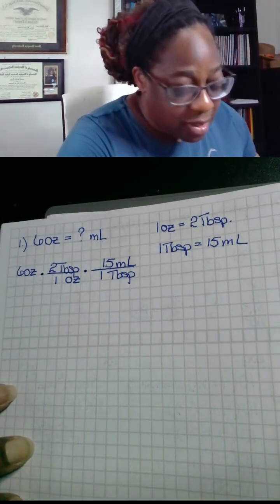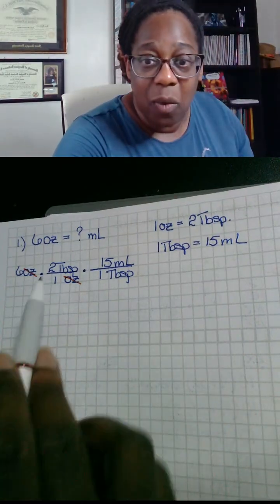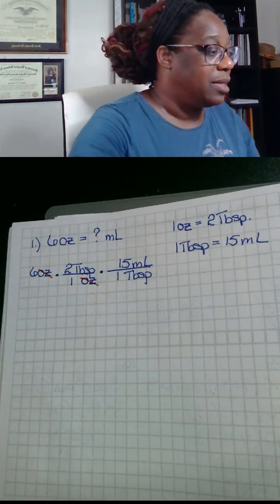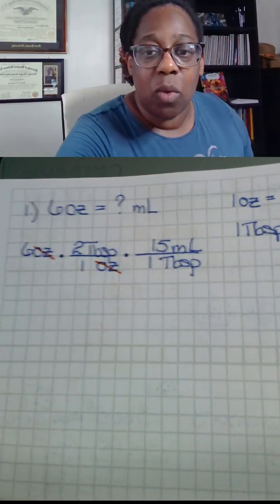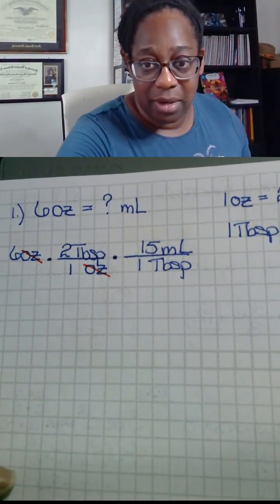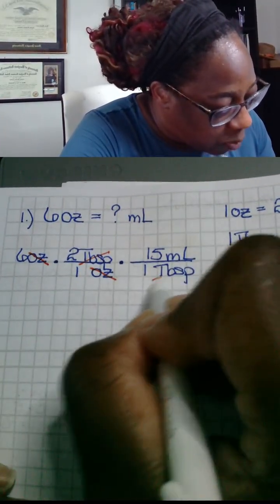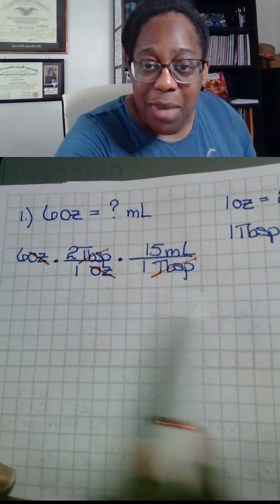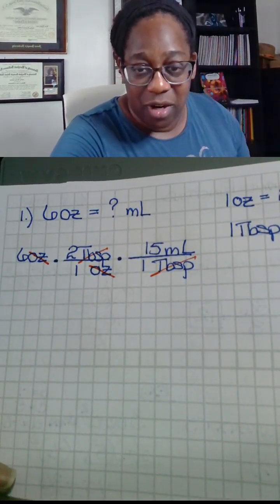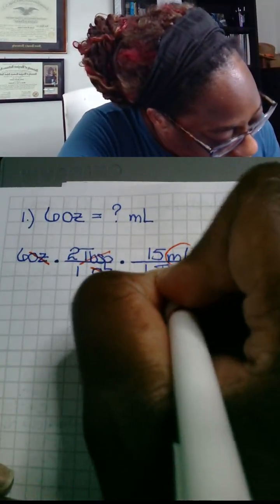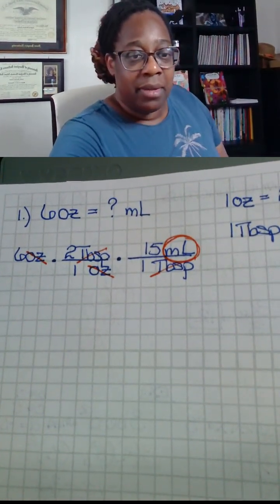Because this is what's going to happen. The ounces are going to cancel out: 1 in the numerator, 1 in the denominator. Then the tablespoons, 1 in the numerator, 1 in the denominator. So those measurements cancel out. Then what is left over? Your milliliters.